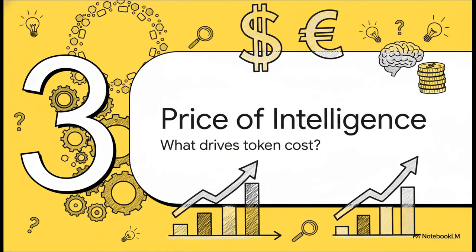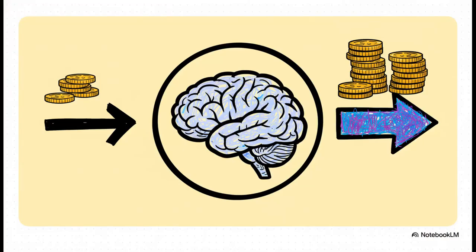Okay, so we've got a handle on what tokens are and how they're made. Now for the million-dollar question. Sometimes, literally. What do these things actually cost, and what makes that price go up or down? This is maybe the most important concept for cost management. Not all tokens are created equal. You've got your input tokens. That's the prompt you send to the model. And you have your output tokens. That's the new text the model generates. Think about it. It takes way more brain power or computer power to create something new than it does to just read something.